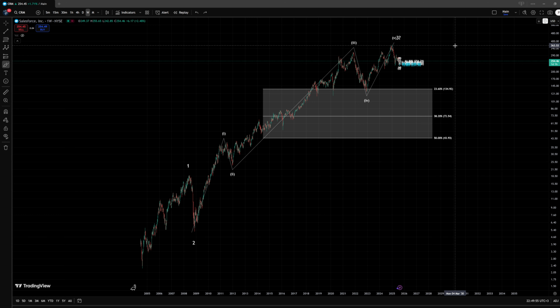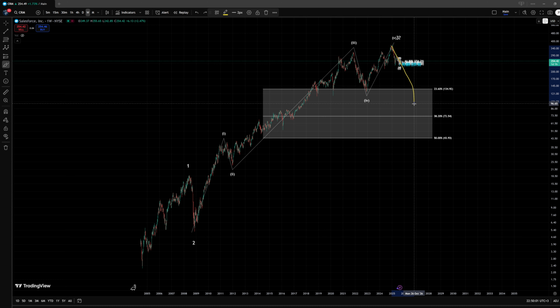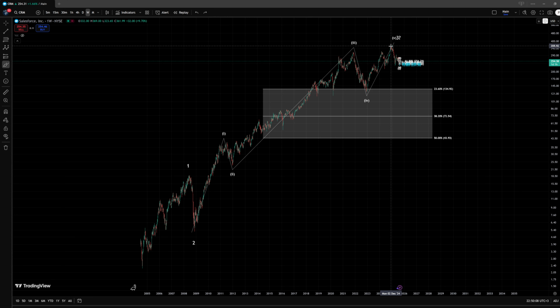Now this is the main interpretation, where we would then, in this case, be looking for a large correction here in a wave 4. That is a very plausible interpretation of how this could develop. We did already start a pretty strong correction and it could easily extend even further.